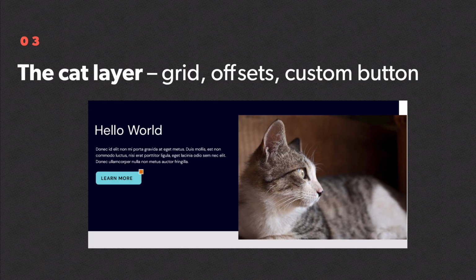Next up is the cat layer. We'll use Bootstrap's grid, some negative offsets, and we'll design a custom button. You know, how can we have a custom button style that can work alongside the default button set that Bootstrap gives us? Let's get started.